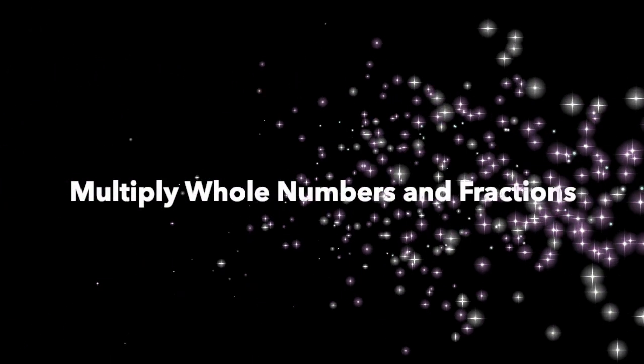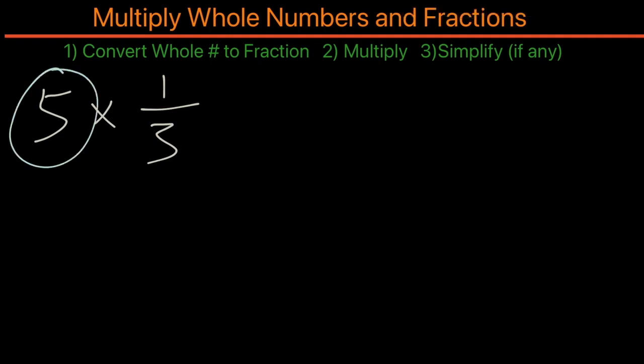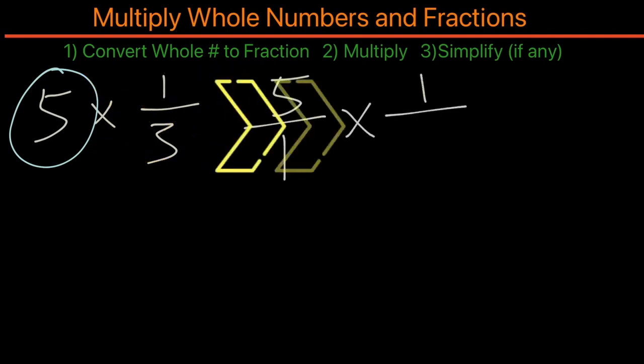In this video, I'll be going over how to multiply whole numbers and fractions. The 3 steps to doing this is to first convert a whole number to fraction, next multiply, and then lastly simplify if any. Here is an example. 5 times 1 over 3. In this case, we can see the 5 is a whole number. So we need to convert the 5 to fraction before we multiply them together. So 5 will be converted to 5 over 1 times 1 over 3.